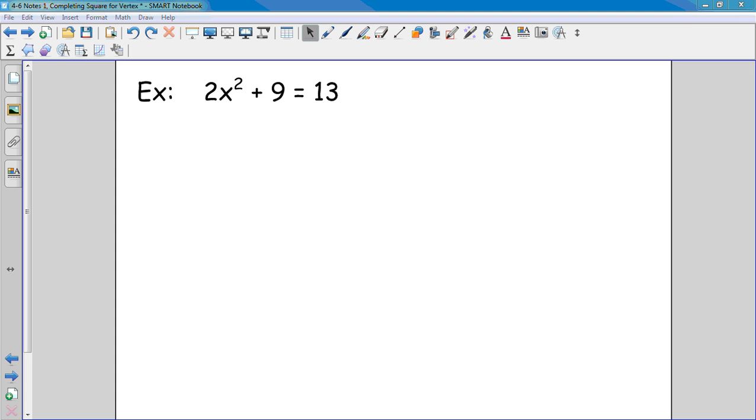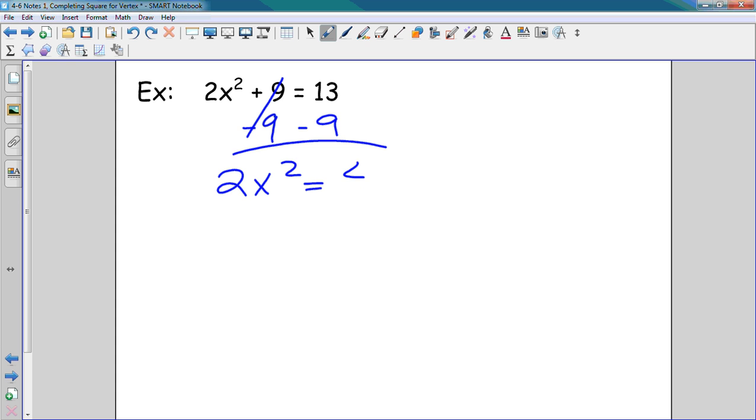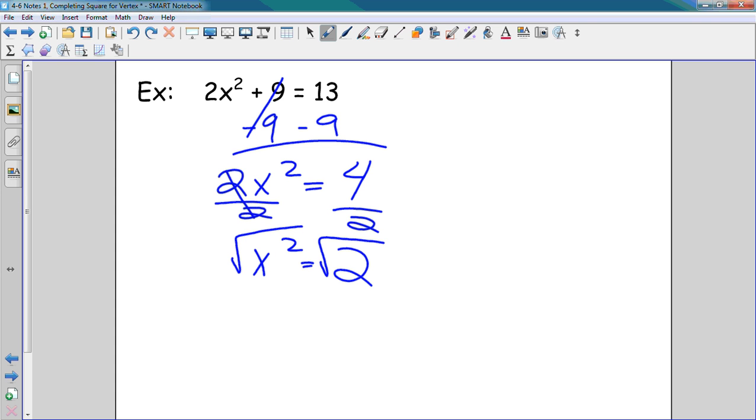First thing I do, subtract 9 from both sides. So I have 2x squared equals 4. Divide by 2. X squared equals 2. Opposite of squared is square root. These are going to cancel. I'm left with x equals plus or minus square root of 2. So positive square root of 2 or negative square root of 2. Two possibilities.